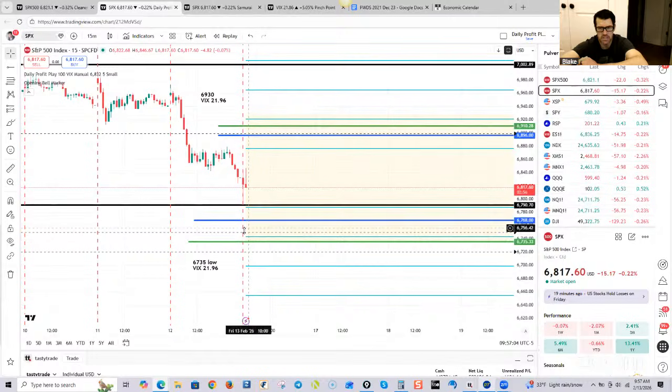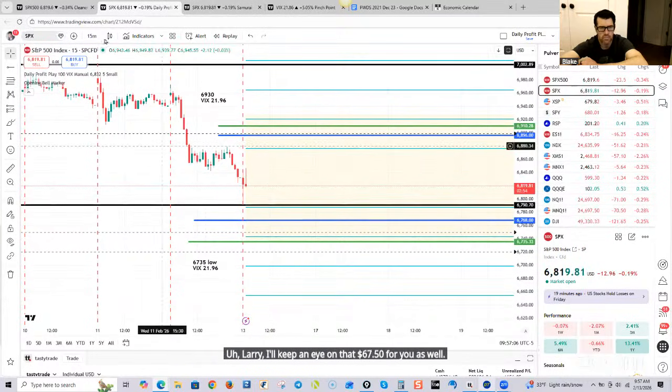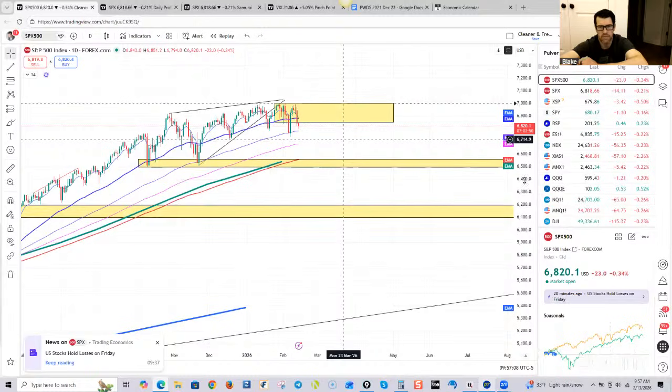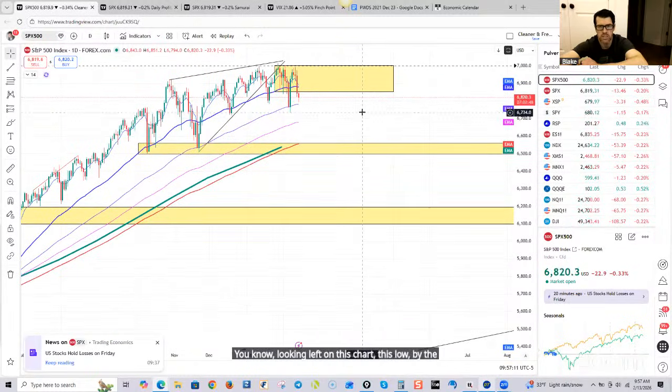Larry, I'll keep an eye on that 67.50 for you as well. Looking left on this chart, this low, by the way, was around 67.32.